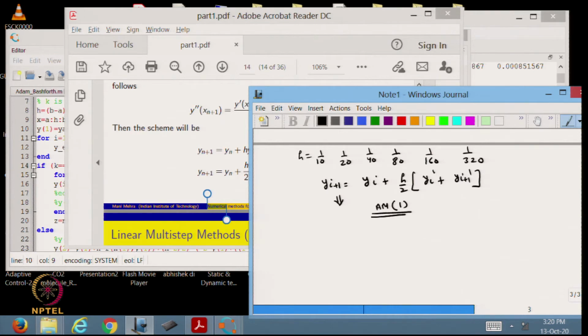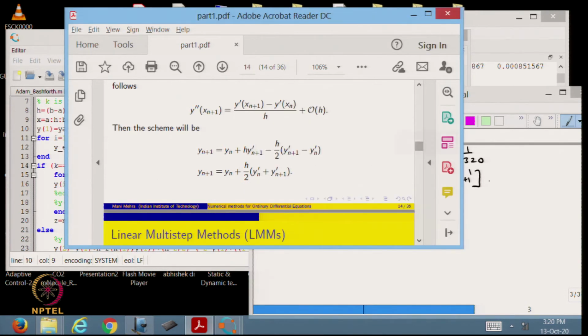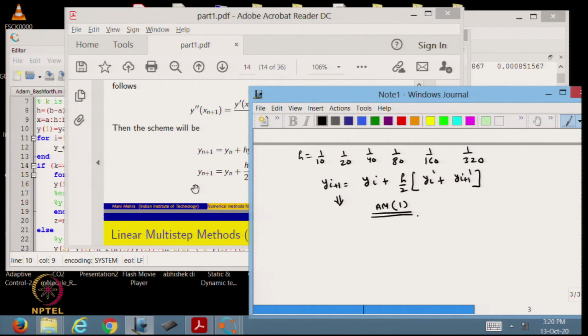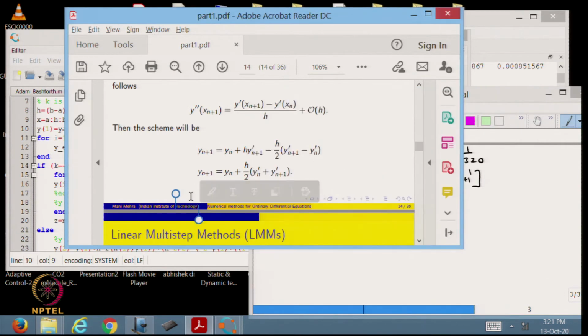AM1. Okay. AM1, first method of this category. It is again a single step method, but if you compare this with the other methods, this is an implicit method. Okay, this is an implicit method, that I have already explained in our lecture classes why it is an implicit method.